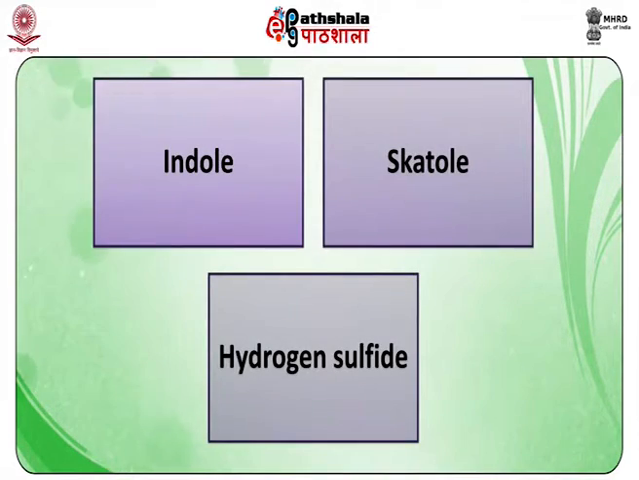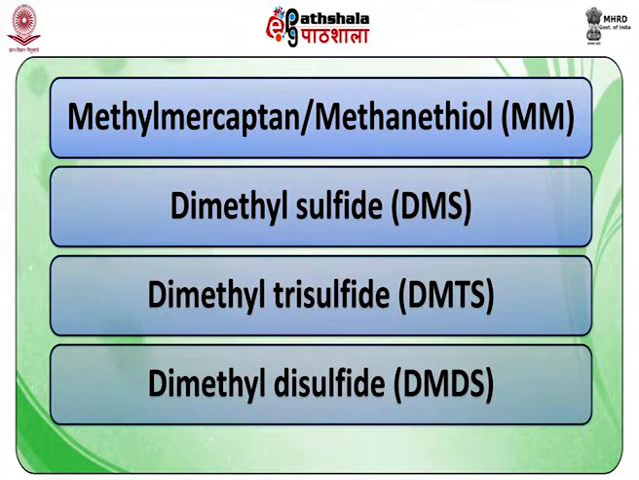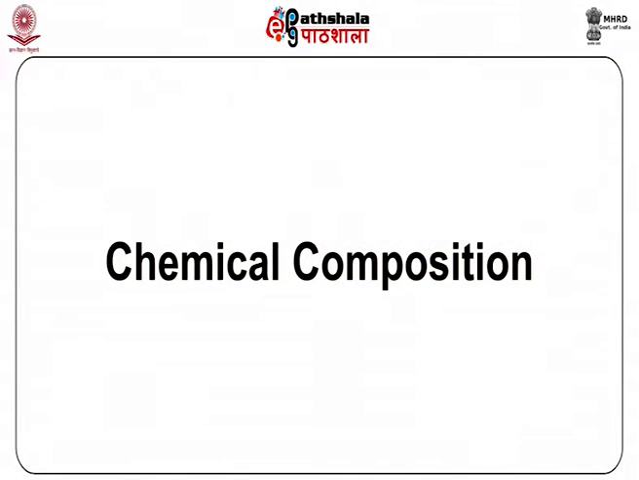The benzopyrrole volatiles, such as indole, skatole and hydrogen sulfide. Next are the methyl sulfides, wherein we have methyl mercaptan or methanethiol, that is MM, dimethyl sulfide, dimethyl trisulfide and dimethyl disulfide.